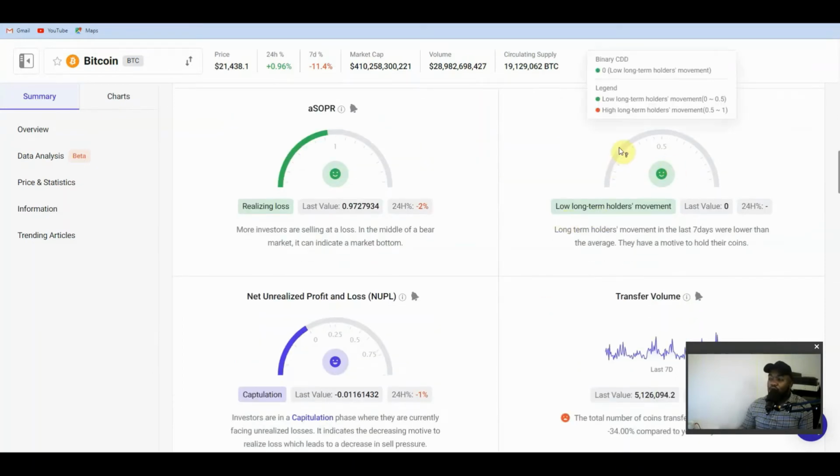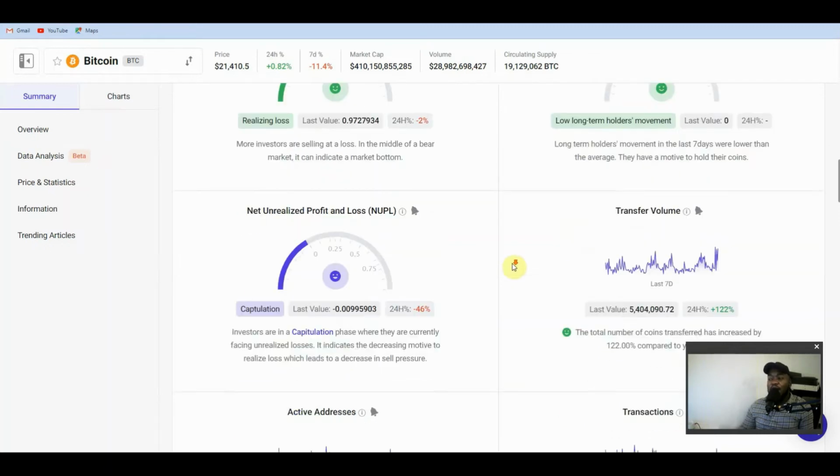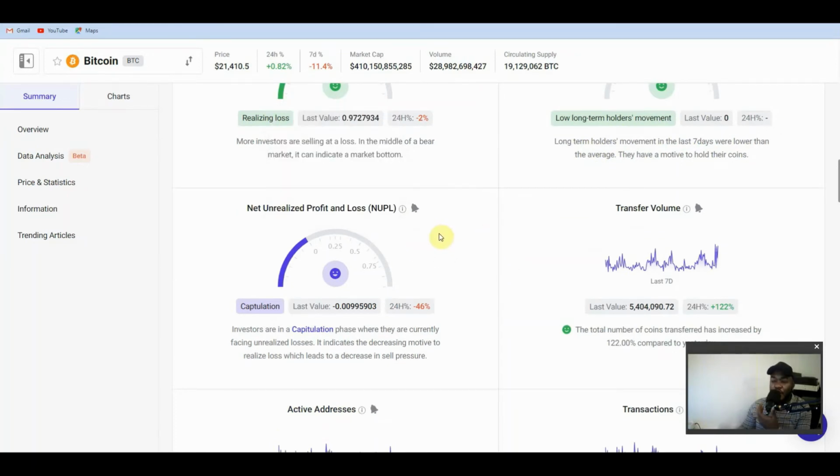This one is telling you about long-term holders. Binary CDD, low long-term holder movement. Long-term holder movement in the past 7 days was lower than the average. They have a motive to hold their coin. Okay, long-term holder movement, last value: it is on average. That means people are still holding for the long term.